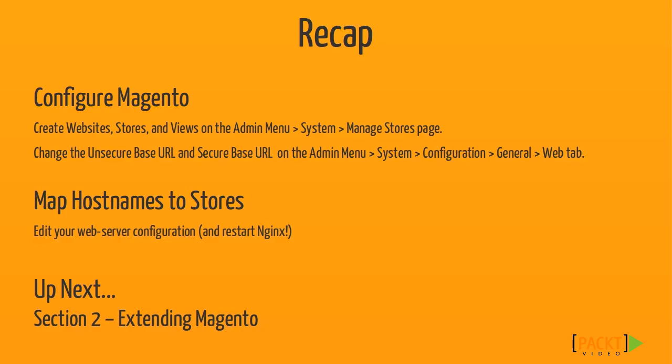So let's recap. First, we configured Magento by creating websites, stores, and views in the admin. We also changed the base URL in the system configuration. Next, we edited our web server configuration so that we could map host names to store run codes. With these changes in place, we successfully set up multiple storefronts hosted on a single Magento server.